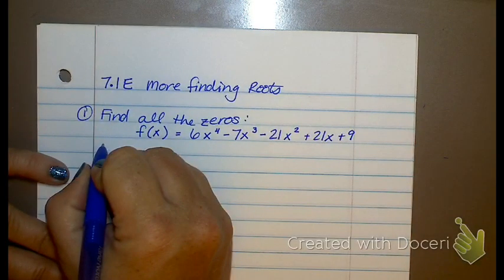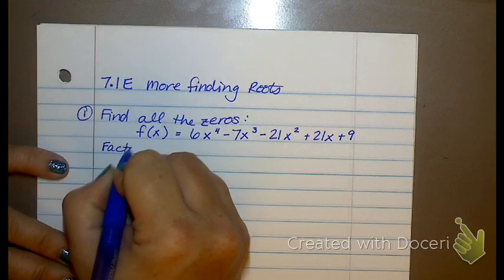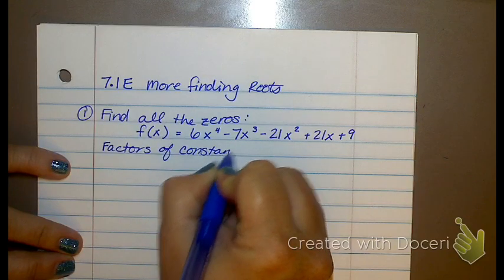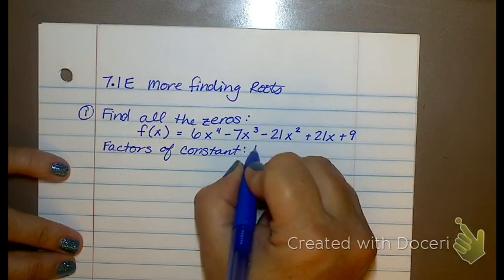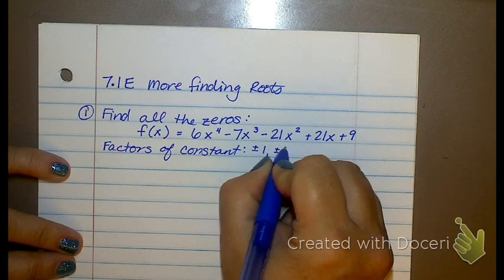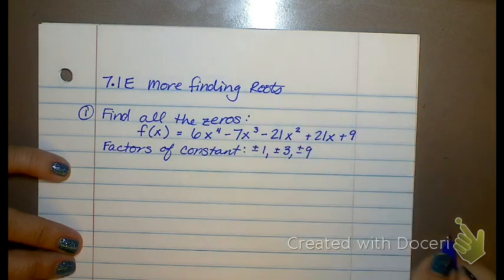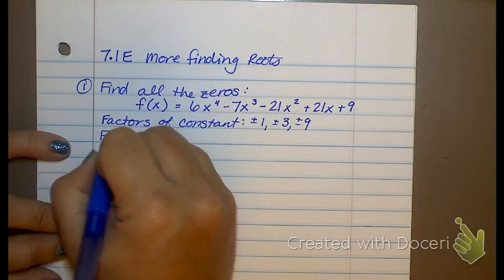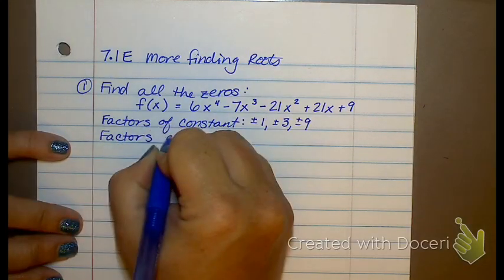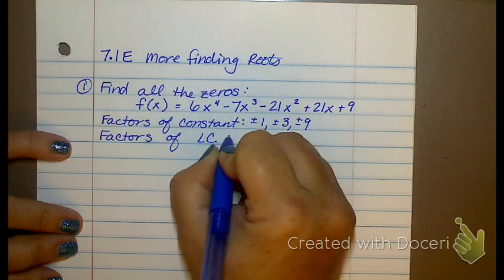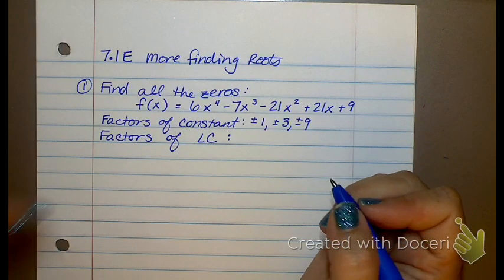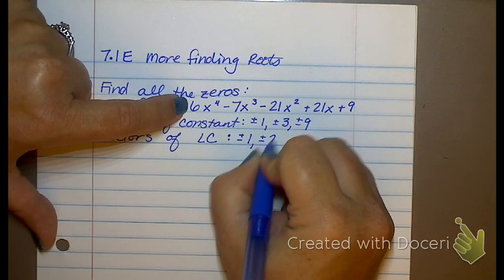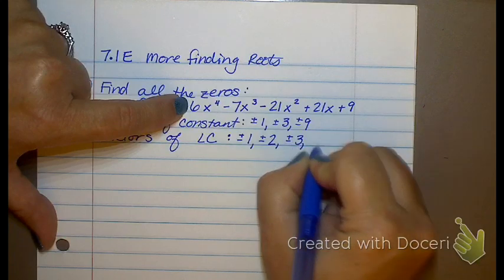So I'm going to start off with my factors of what? 9. Factors of the constant, which is 9. So what are the factors of 9? 1, 3, 9. Not too bad of a list. Now what do I do next? Factors of what? Factors of the leading coefficient. What's my leading coefficient? 6. So what are my factors? 1, 2, 3, and 6.